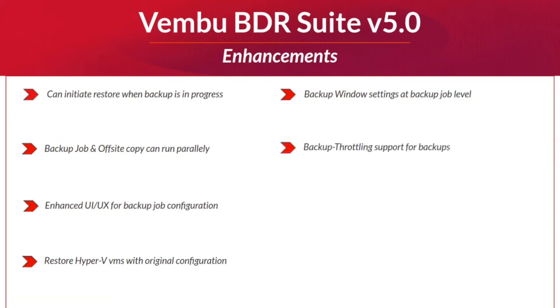And throttling support for the backups. You can apply throttling to individual backups, for example if you want to limit the network bandwidth usage of the backup server. We are bringing the backup throttling settings into the backup server itself. Previously, only backups from the Vembu clients had this throttling setup. Now you can apply the setting to the entire backup server.